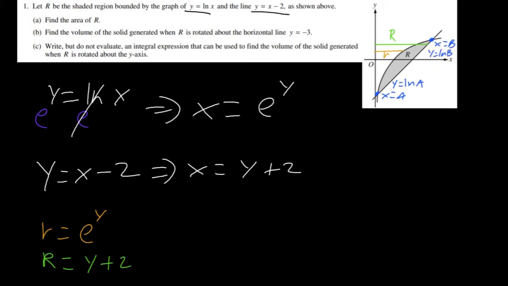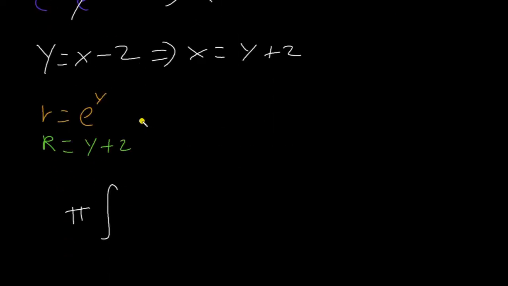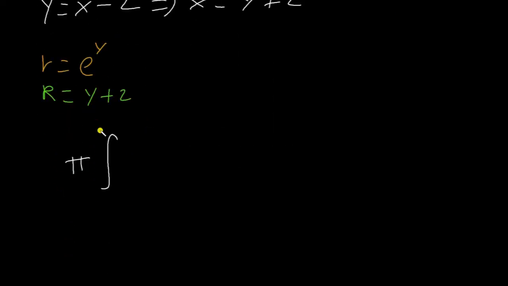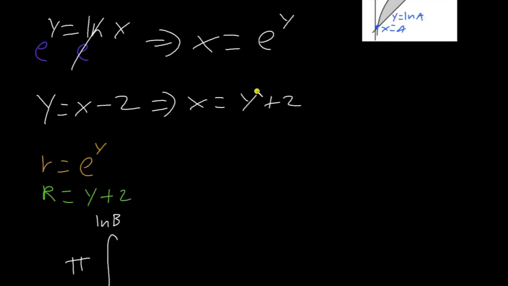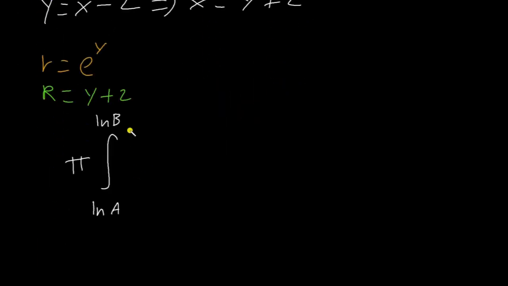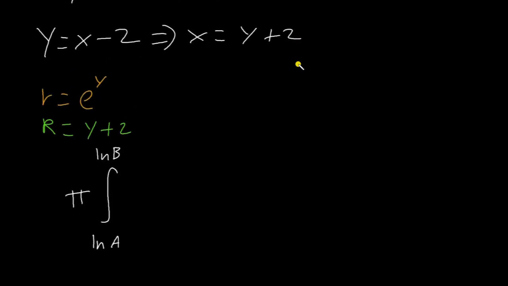Alright, so with that in mind, I can make sure that these are my actual limits of the integral, the natural log of a and the natural log of b. There were other ways you could have done it. You could have used this equation here to get your limits for the integral. You could have actually solved for them by setting the y's equal to each other. It's a matter of preference.